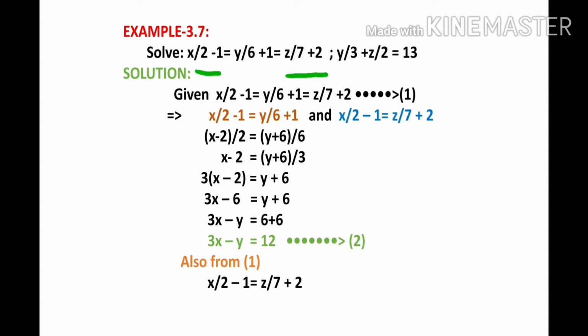Now we see the solution. Given x by 2 minus 1 is equal to y by 6 plus 1 is equal to z by 7 plus 2. Let it be equation 1. I write this equation 1 as two equations. That is x by 2 minus 1 is equal to y by 6 plus 1. This is one equation. Then second equation, x by 2 minus 1 is equal to z by 7 plus 2.